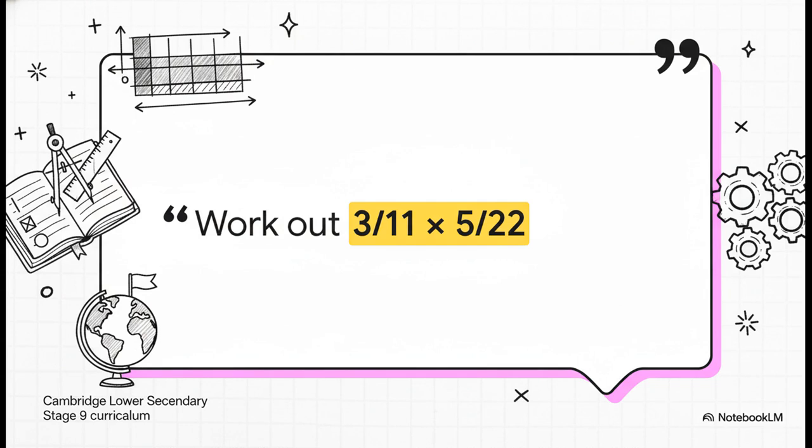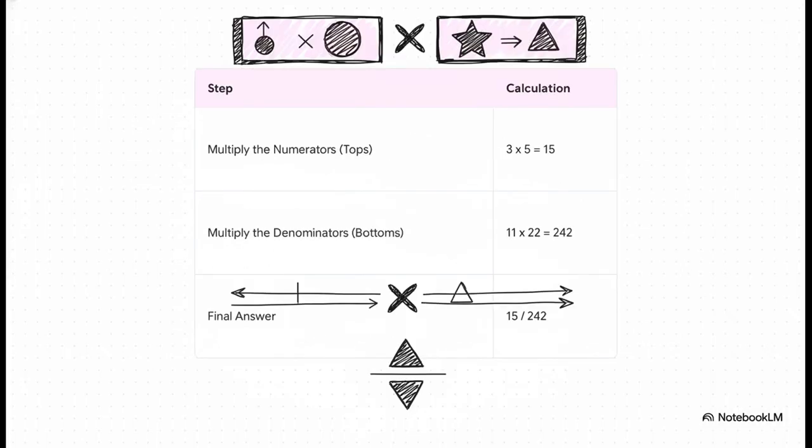This one's from a Cambridge Lower Secondary specimen paper. The problem is, work out 3 over 11 times 5 over 22. Looks a little more complicated, but is it? Let's see. Nope, not complicated at all. We just follow the rule. Tops first, 3 times 5 is 15.